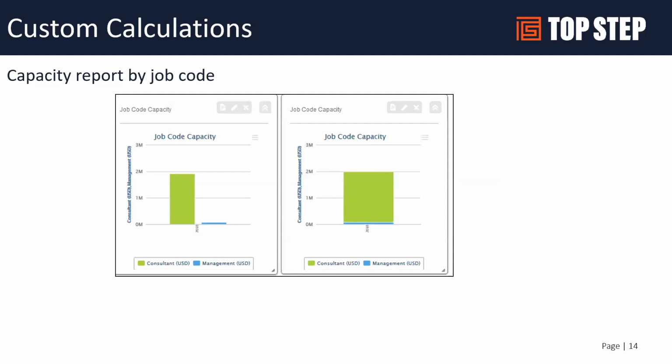So here we have a couple of examples of a job code capacity where we're tracking our data based on a job code tag value.